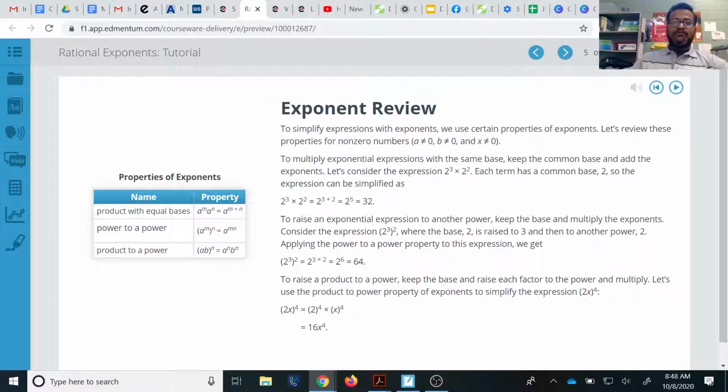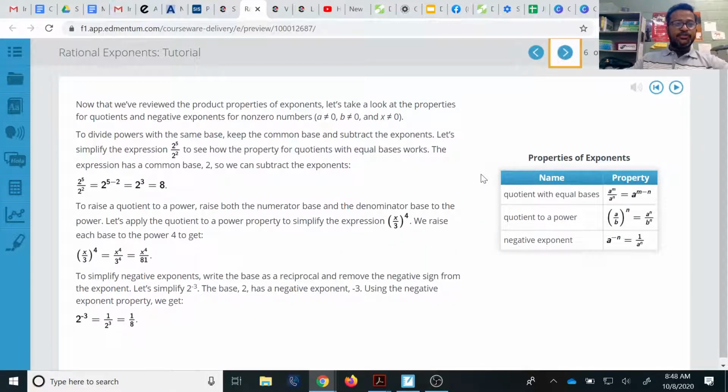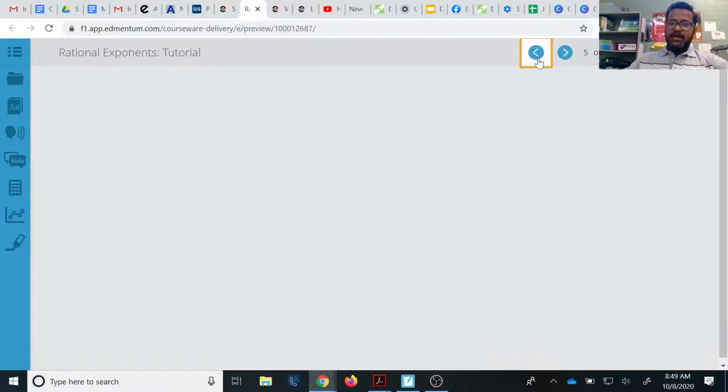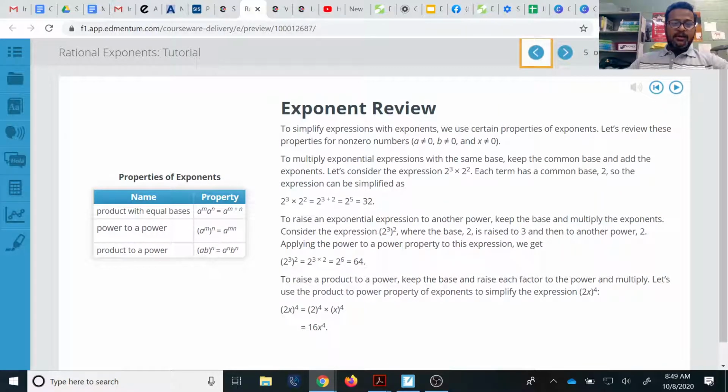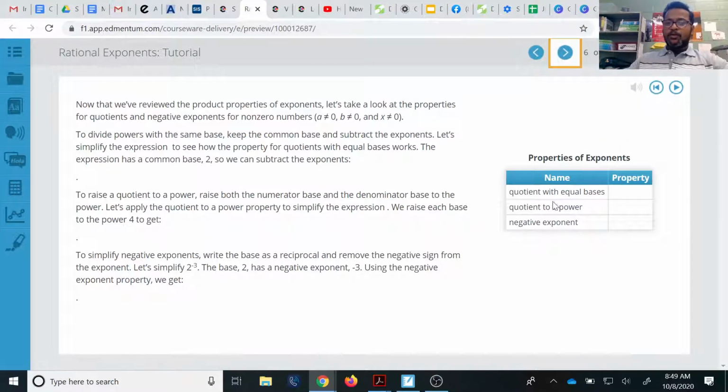So this is just a review of the properties of exponents, and we continue the review. Look at this box, quotient with equal bases. The bases are the same. Remember, the properties of exponents can be applied only when the bases are the same. Let me go to the previous slide. Look at this. Everything is a. So this product property can be applied only when the bases are the same. The power to a power property can be applied only when there is a single base. And if there are two bases, the product to a power can be applied, but not the product property. Also for the quotient property.